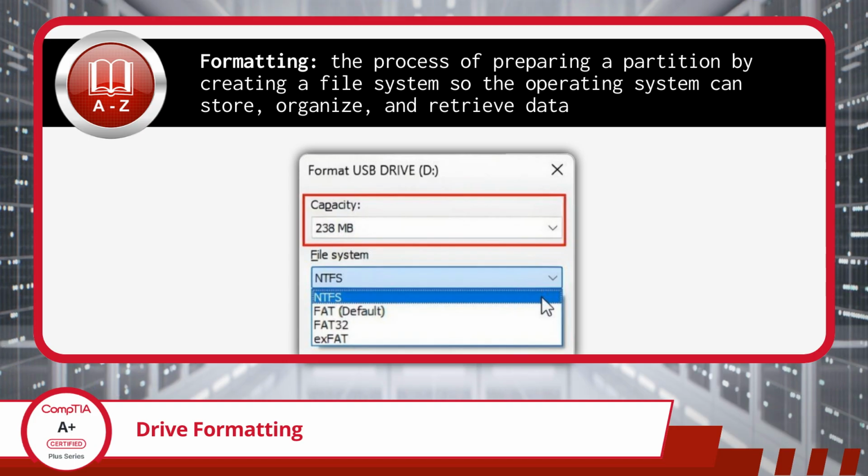Without formatting, a partition technically exists, but it cannot store data in a meaningful way. It would be like having an empty filing cabinet with no folders or labels. There is space available, but no system in place to organize or retrieve anything. There are also different types of formatting, but we will cover those in more detail later in the course when we discuss low-level and standard formatting. For now, just understand that formatting is the step that makes a partition functional and ready for use by the operating system.